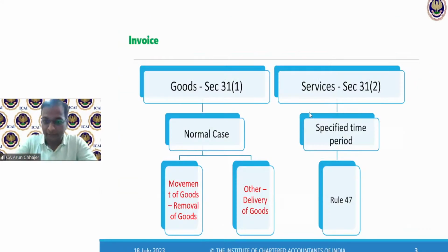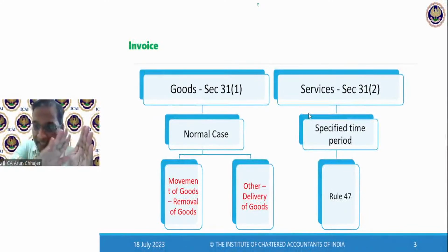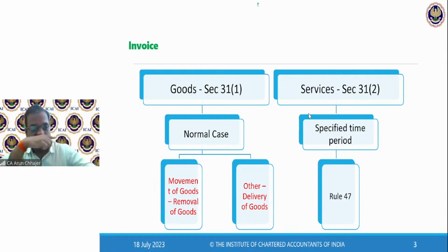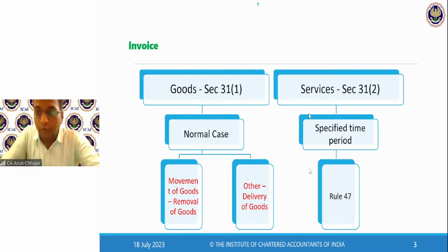Invoice, accounts and records. If I am dividing the discussion into goods and services, if I am supplying goods, then what is the last date to issue the tax invoice? Question number 1: what is the last date to issue the tax invoice? Suppose I am making the supply of goods to you, and as a result of the supply, there is movement of the goods. Then what is the last date?